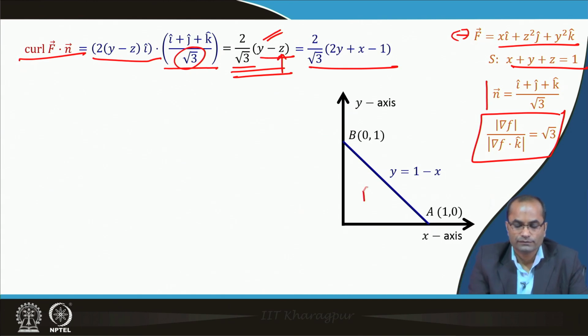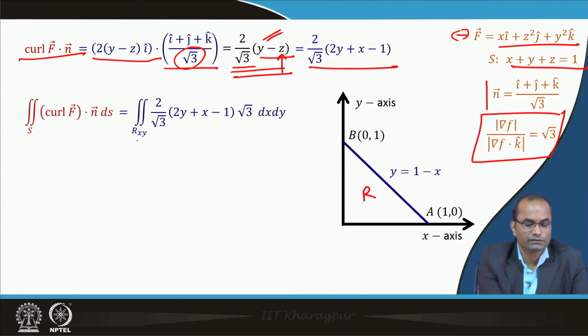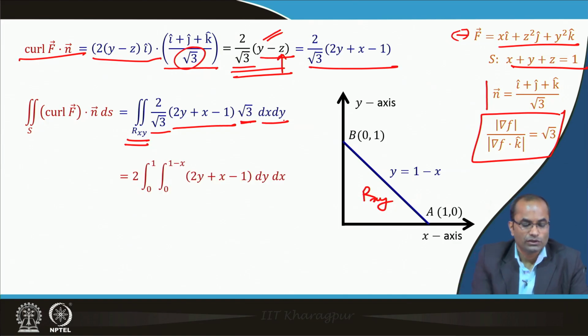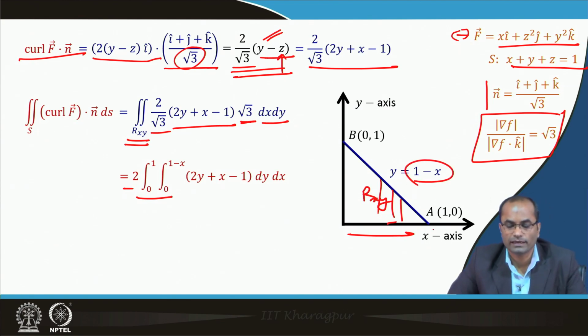So, we have the region R, and then we can do this surface integral. The surface integral will convert to this area integral over R xy, as we denote here. So, 2 over square root 3 times 2 y plus x minus 1, times square root 3, and dx dy, this area integral. So, 2 times, and then we need to find the limits of x and y. The limit of x is 0 to 1, and then for y, y will be from 0 to 1 minus x, which is the equation of that line x plus y equal to 1 after the projection.